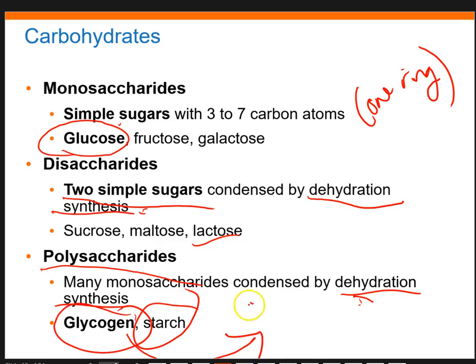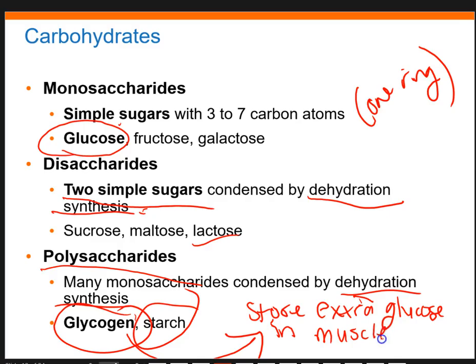Glycogen is the way we store extra glucose, extra sugar, in our muscles and our liver. I'll show you what it looks like in one sec.